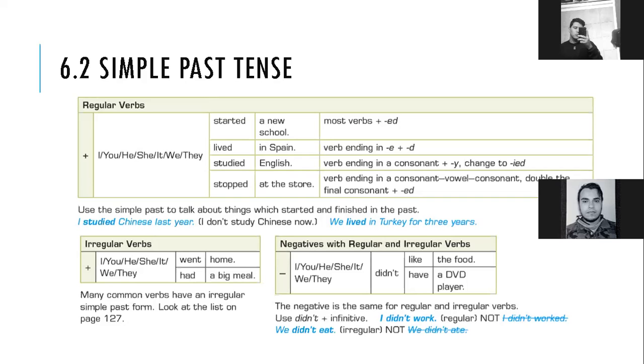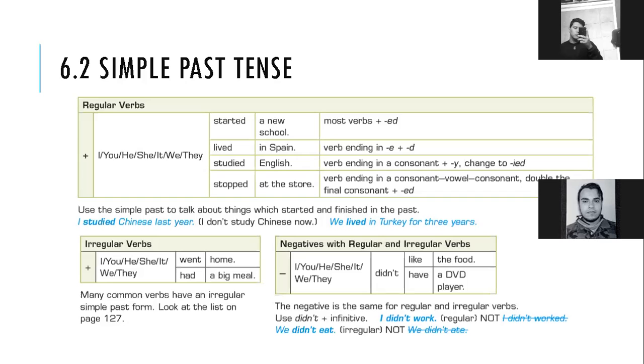Irregular verbs. También tengo los irregulares, que son igual, misma estructura. I just need the subject and the verb in past tense, but here the verbs are modified in a different way. Aquí están modificados diferente. No hay una regla para cambiarlo, simplemente cambian de forma diferente. I went home. They had a big meal.